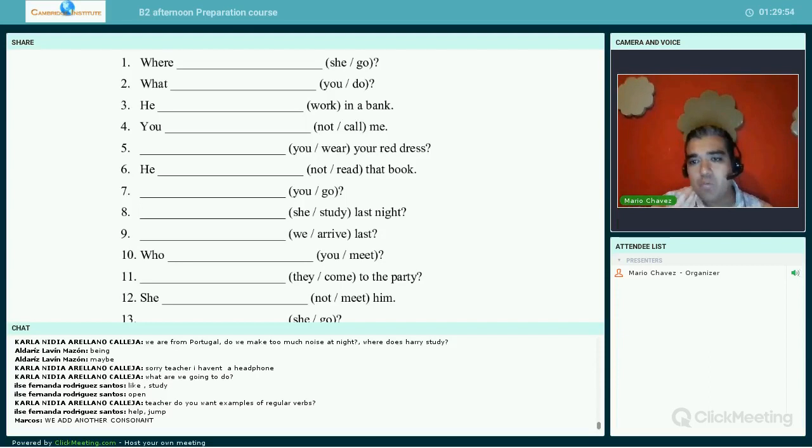Write all your answers in one message. Please write one and your answer, two and your answer, three and your answer, all in one message, and then you click on send, please.